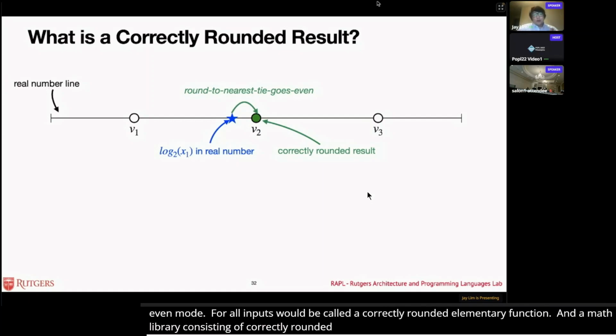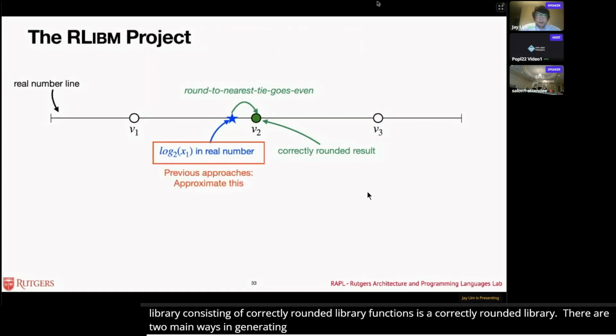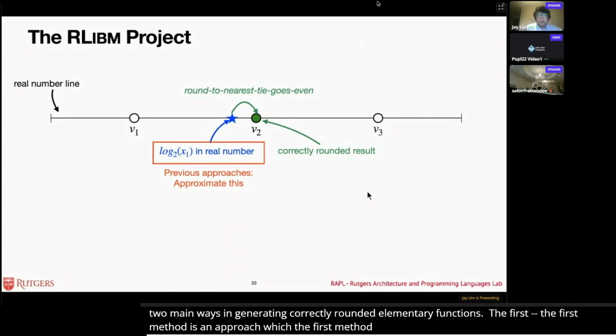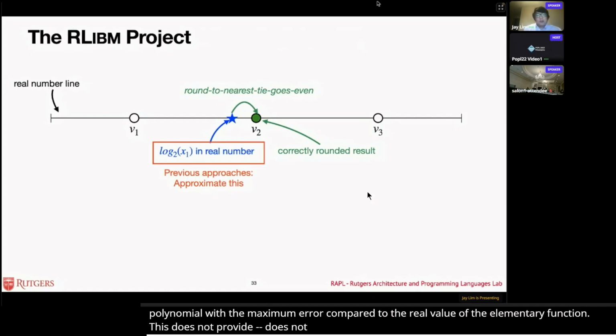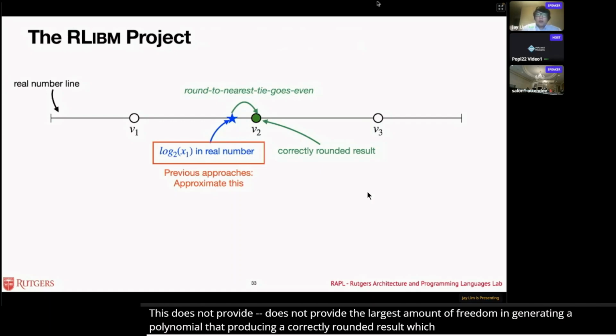Now, there are two main ways in generating correctly rounded elementary functions. The first method is a minimax approach, which generates a polynomial that minimizes the maximum error compared to the real value of the elementary function. Unfortunately, this method does not provide the largest amount of freedom in generating a polynomial that produces a correctly rounded result, which may result in a larger degree polynomial with lower performance.